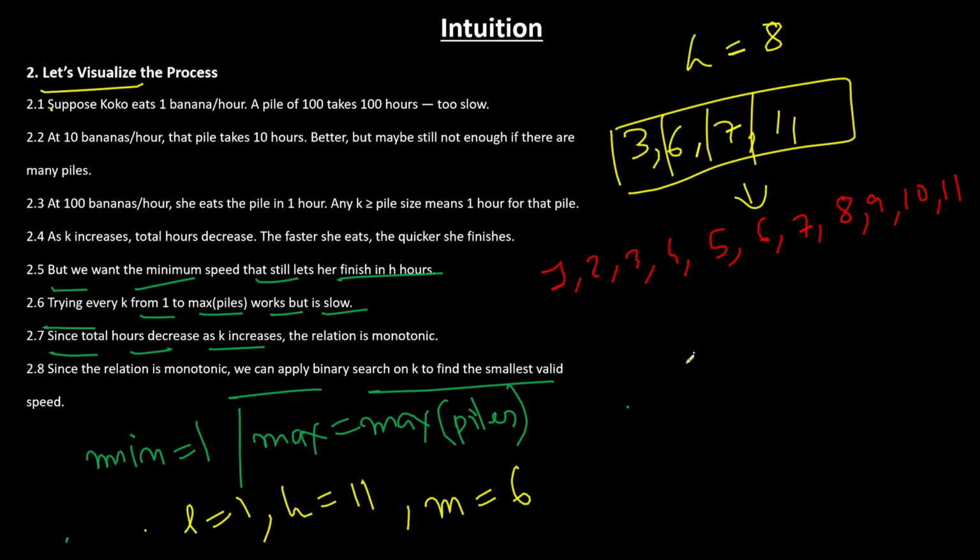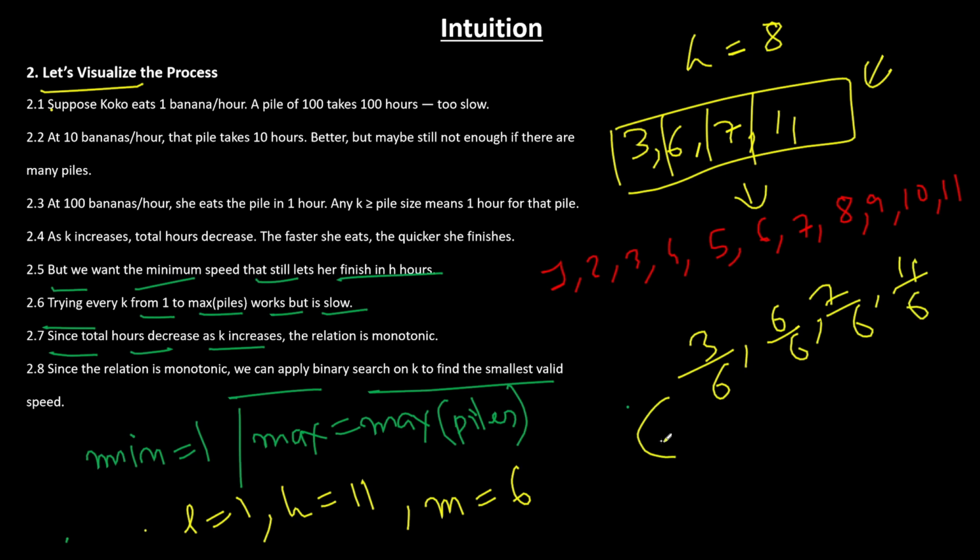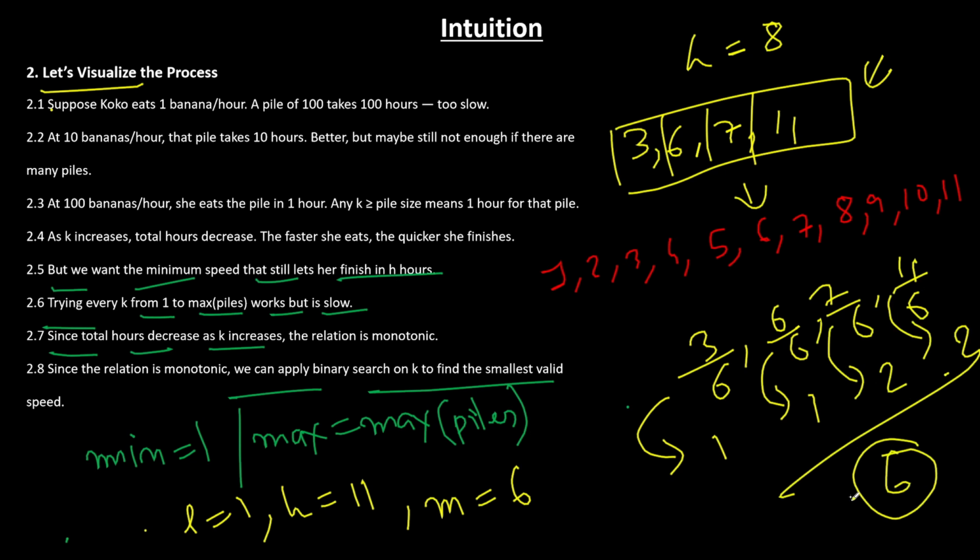So what will we do? We'll come to this particular array. We'll try to divide 3 by 6, 6 by 6, 7 by 6, and 11 by 6. For this, how much will you get? 1. For this, 1. For this, 2. For this, 2. It sums up to how much? 4, 5 plus 1, 6, right? Is 6 equal to h? It is not.